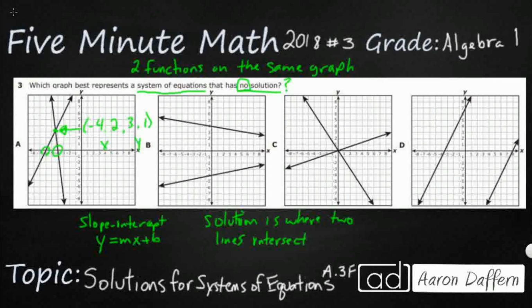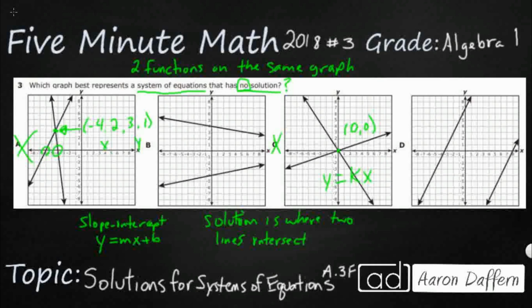So it's not A, because A has a solution. Now B, we'll get back to B. C looks like it's pretty easy. Our solution is the origin. It looks like direct variation, so they look like y equals kx. There's no y-intercept, so my solution is right there, 0, 0. So it's not that. So I'm stuck between B and D.